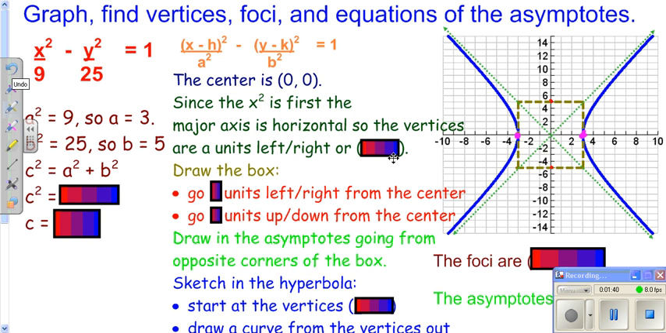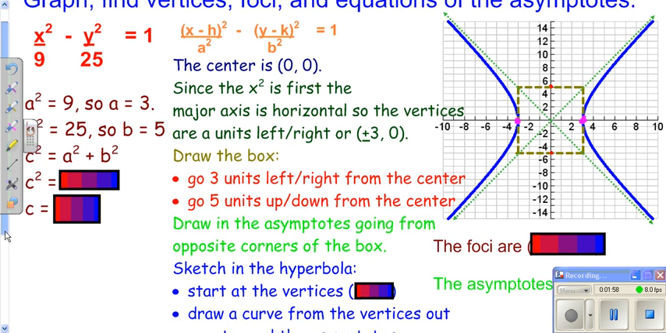Your vertices there are where your hyperbola touches your box. Those are the pink ones, so you're going to be at ±3, 0. And we already talked about drawing your box.